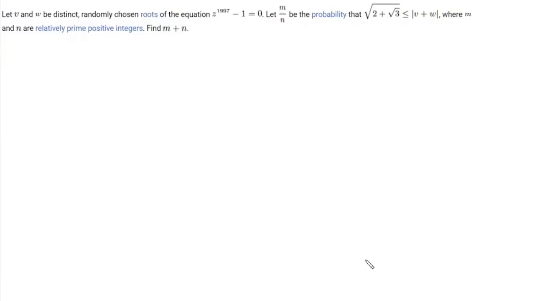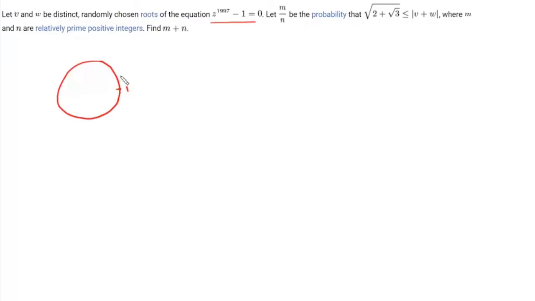Now here the question is, let V and W be distinct randomly chosen roots of the equation z to the power 1997 minus 1 equals 0, and let m by n be the probability that root 2 plus root 3 is less than or equal to mod of v plus w, where m and n are relatively prime positive integers. Find m plus n. Now basically these are nth roots of unity.